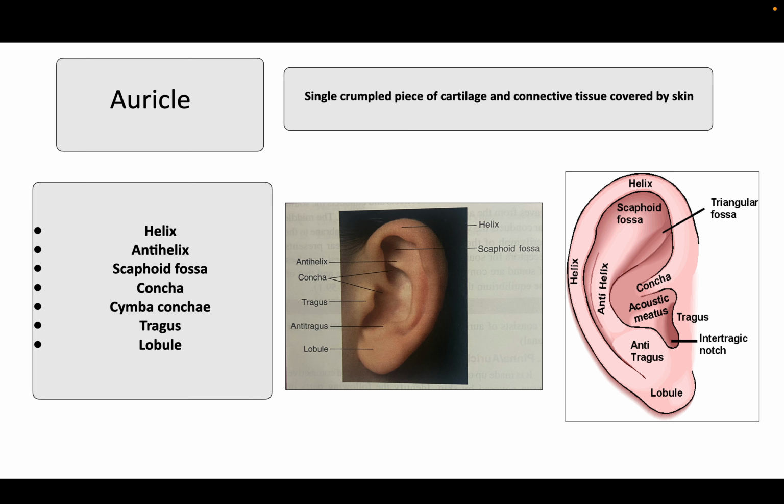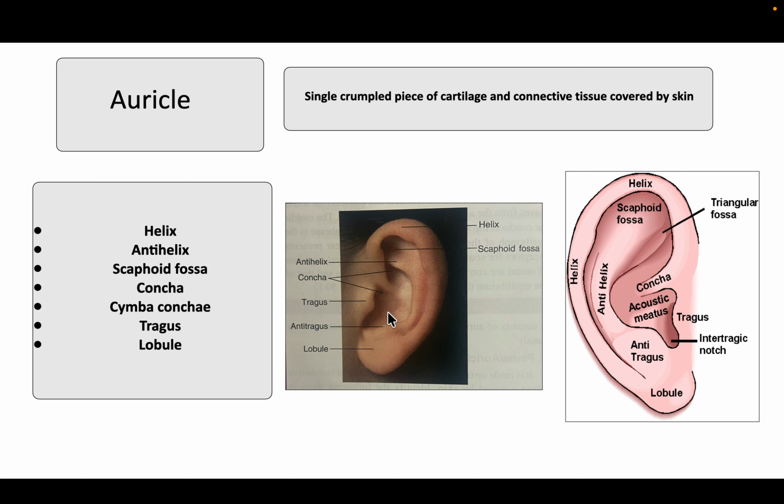Now the auricle is basically a single crumpled piece of cartilage and connective tissue covered by skin. So it has various parts. In the diagram you can see this is the helix portion and this is the antihelix portion. In between is the scaphoid fossa. Then comes the concha that you can see here.